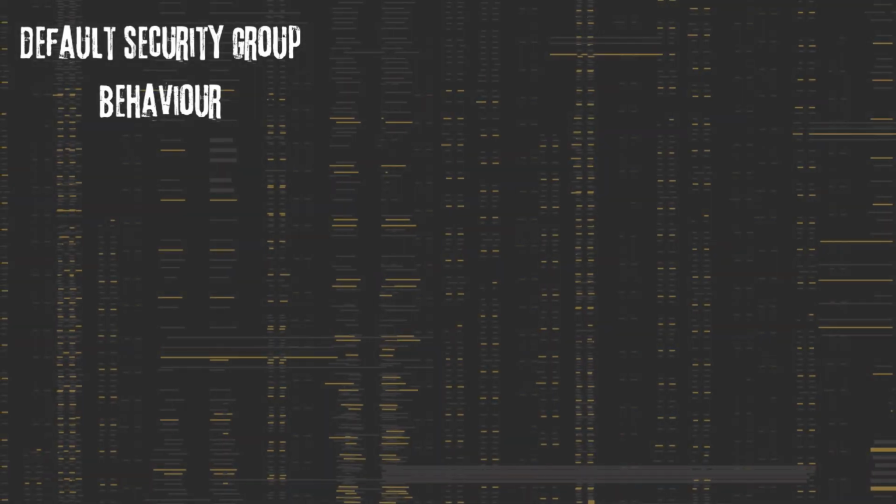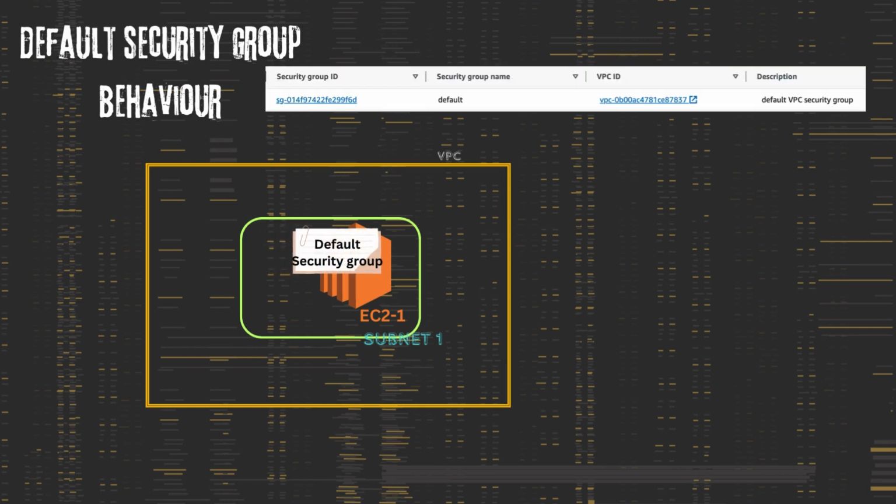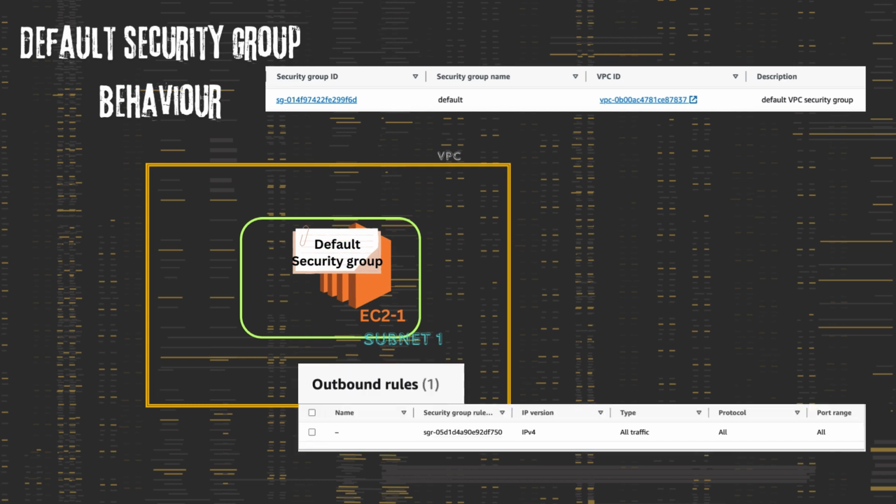When you launch instances in a VPC without specifying a security group, AWS automatically associates them with a default security group. This default security group allows all outbound traffic and denies all inbound traffic by default.